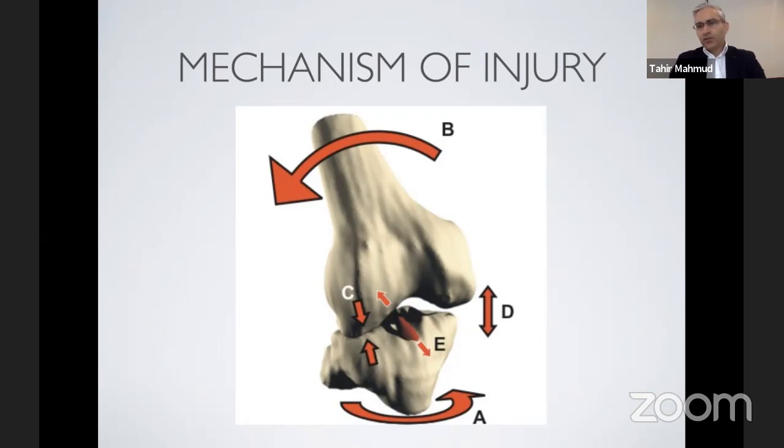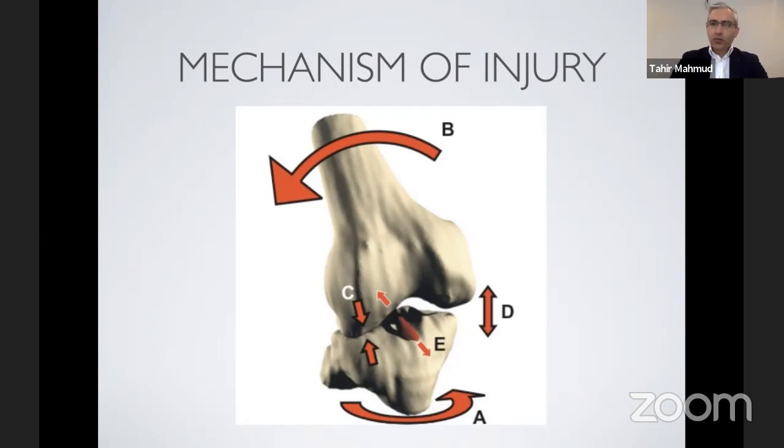Ultimately, this is a valgus stress injury as well. The knee goes into valgus, which leads to strain and stretch on the medial collateral ligament, and that is D. And often on the MRI, again, we see signs of a grade 1 or a grade 2 medial collateral ligament sprain. The final thing to go is E, which is the ACL rupture.